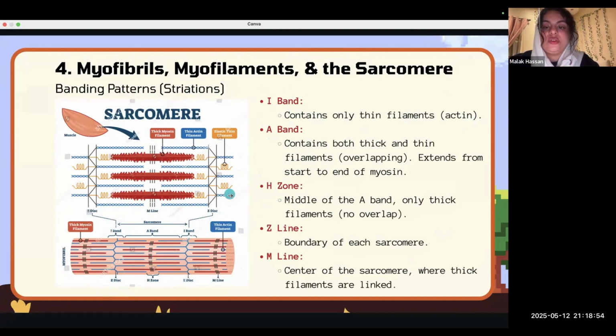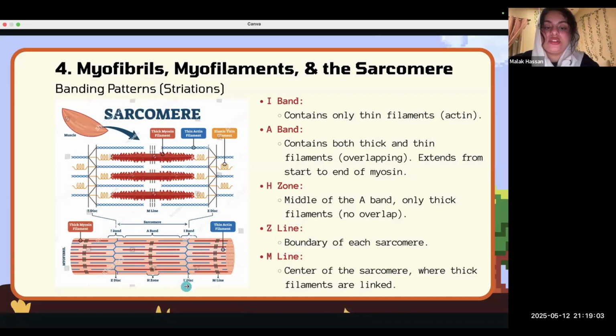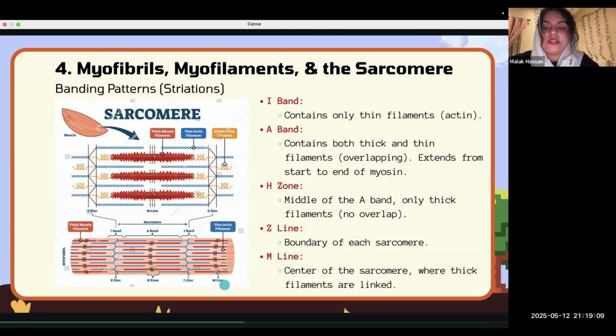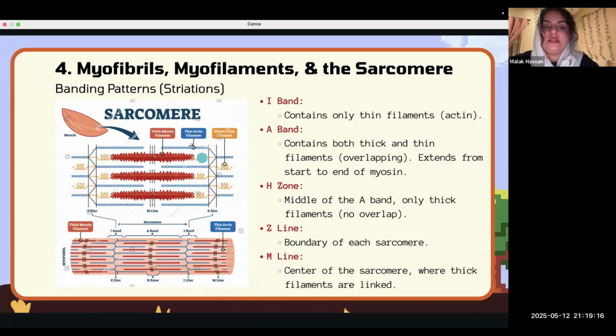And then you have the H zone, which is the middle of the A band with only thick filaments, so there's no overlap. Then you have the Z line or the Z disc, which is the boundary of each sarcomere, and it looks like a Z, so it's easy to remember. Then you have the M line, which is the center of the sarcomere, where the filaments are linked. So you have the M line, the Z disc, the A band, the H zone, and the I band.